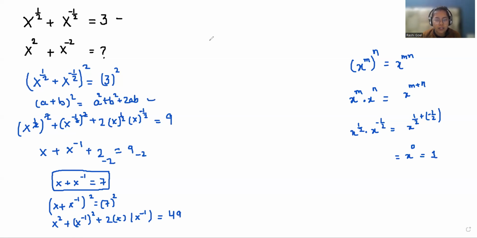So we can write it as x square plus x power minus 2 plus 2 is equal to 49. Now I'm going to subtract 2 from both sides. So x square plus x power minus 2 is equal to 47.